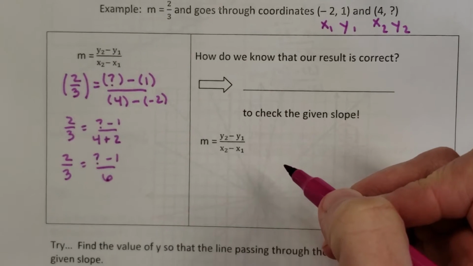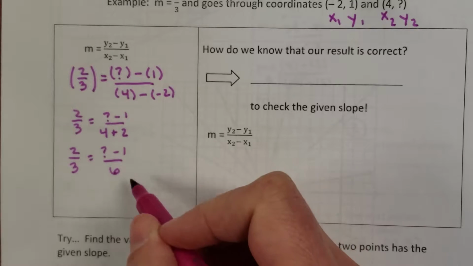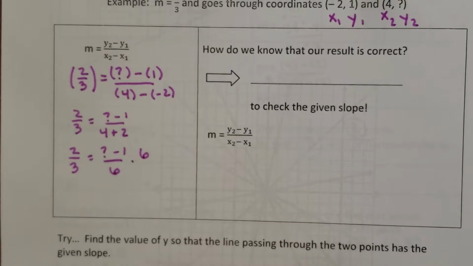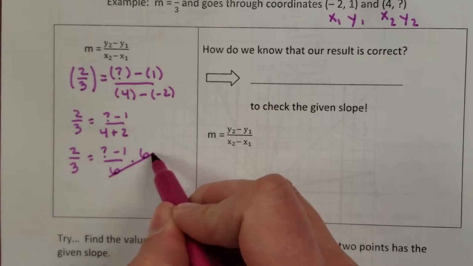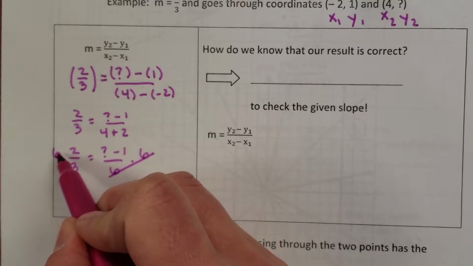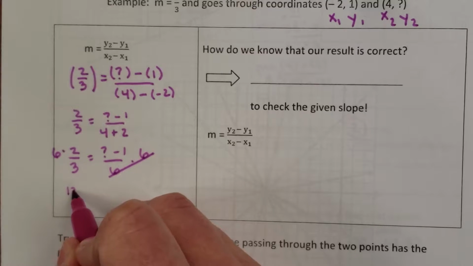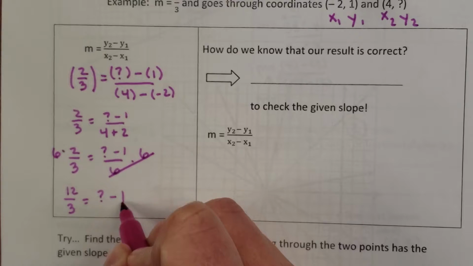Well, if you'll recall from our previous lesson, we can eliminate that pretty simply by multiplying by the reciprocal, or multiplying by what's in the denominator is the shortcut of it, because 6 over 6 is 1. And so those would cancel out. And what I do on one side, I do to the other. So 6 times 2 is 12 over 3 is something minus 1.